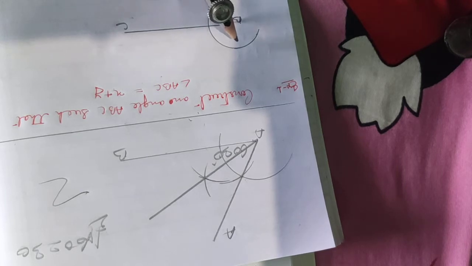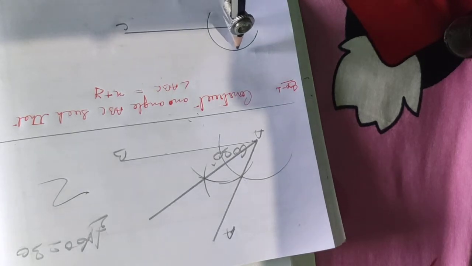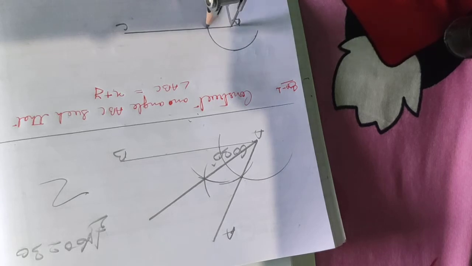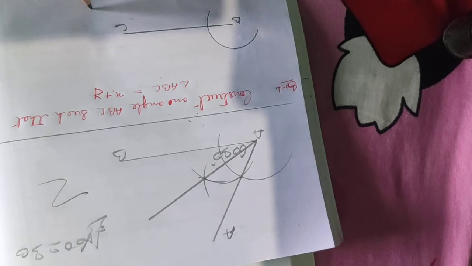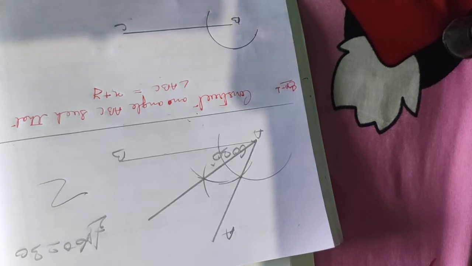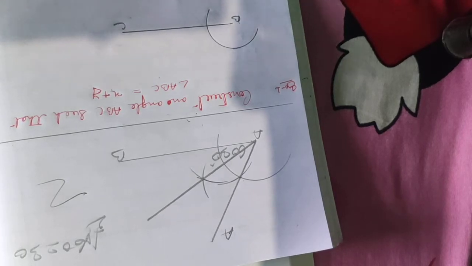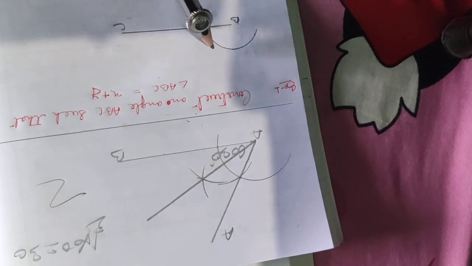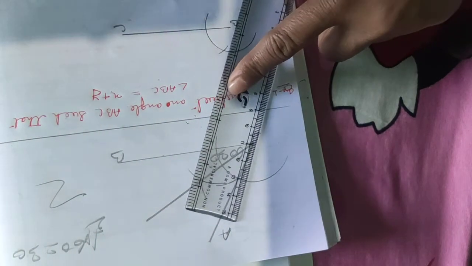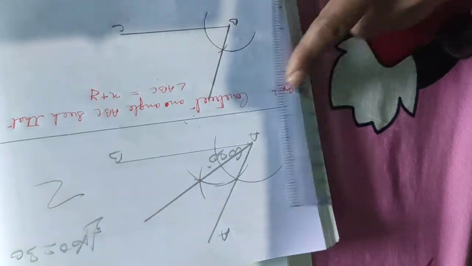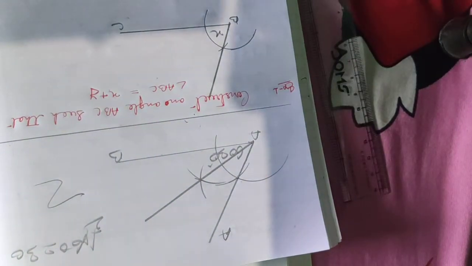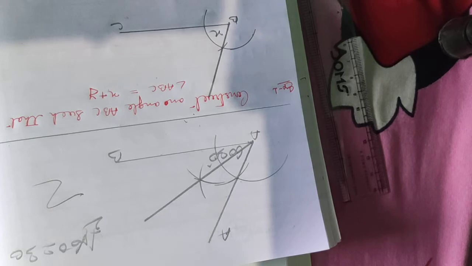Then take B as a center. With B as a center, draw an arc of any suitable radius. With the same radius, draw an arc with the vertices of the given angles as center. Let these be the cut arms of the angle X. Just take one center here, cut here, join, this angle X, okay.